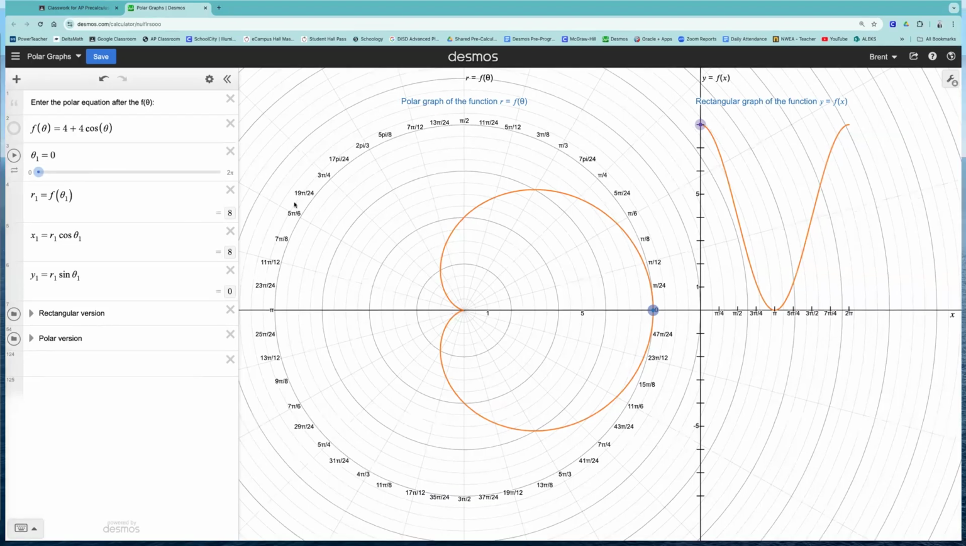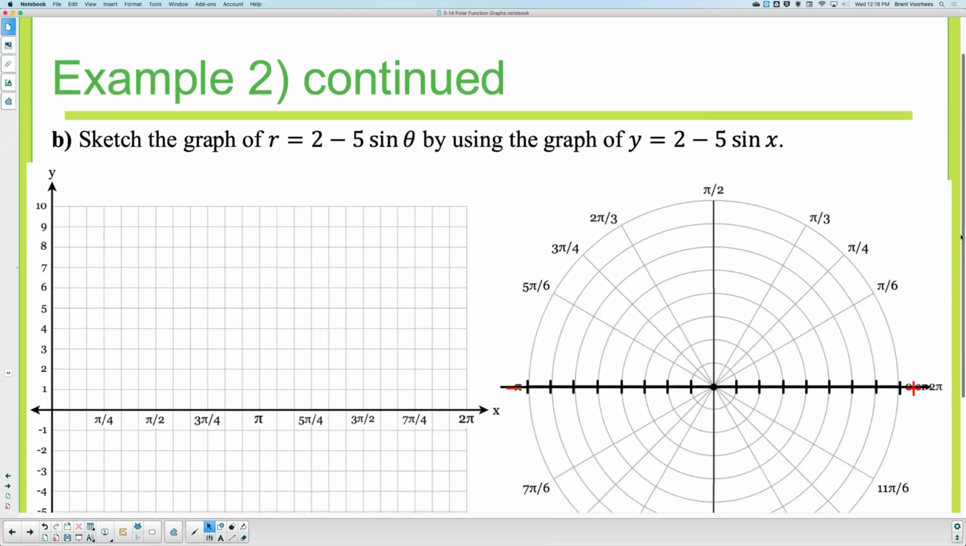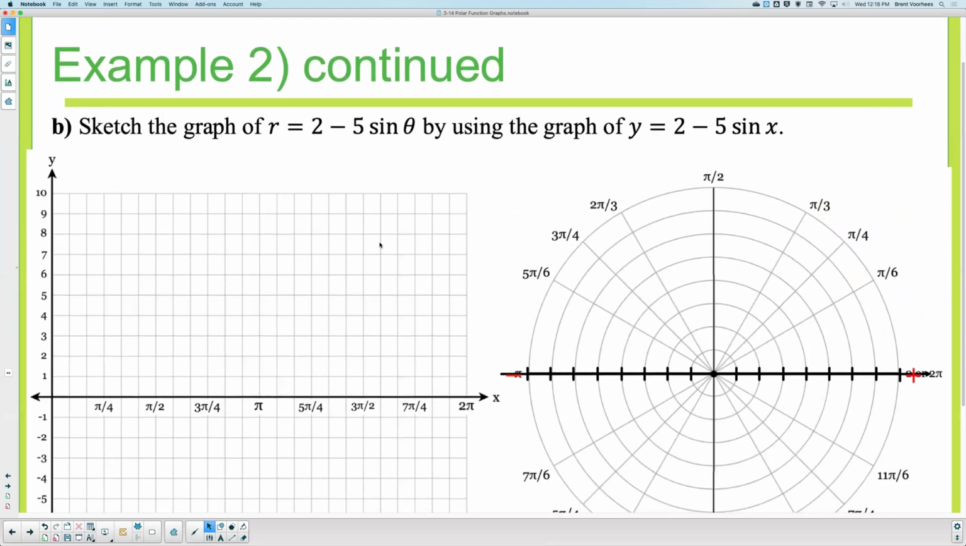Okay, let's go look at example 3b. Hopefully we can speed it up even more. Oh yeah, we're going to keep trying to speed it up. Tell me, if your equation is r equals 2 minus 5 sine theta, and you had to graph it, the way I'd recommend is for you to do a quick sketch of the rectangular version. What could you tell me is the midline of this problem? 2. Go ahead and note that. That's the midline.